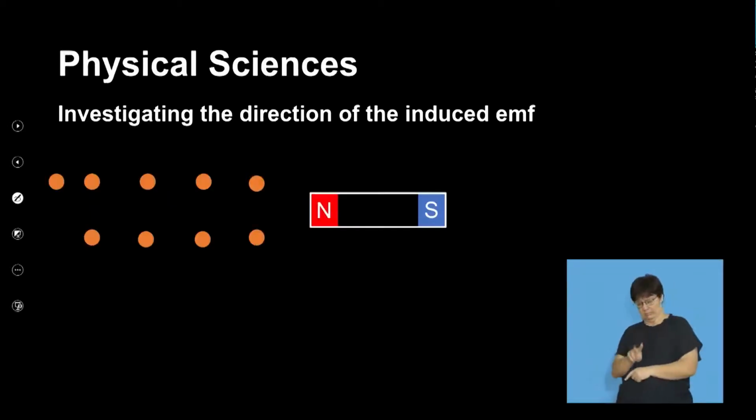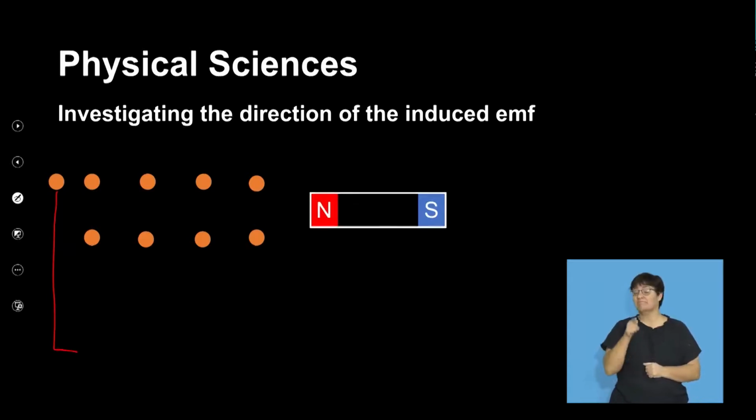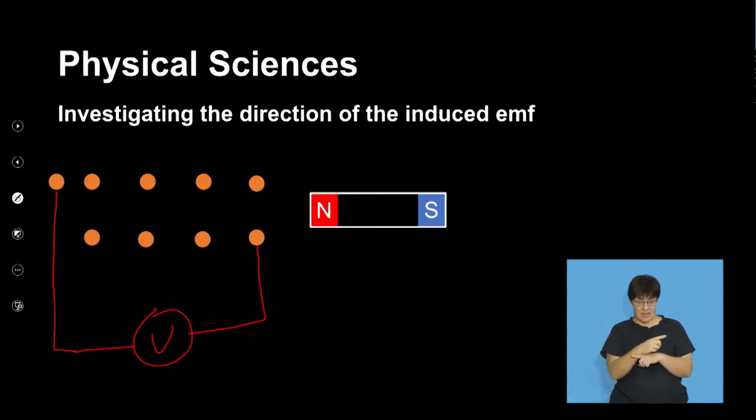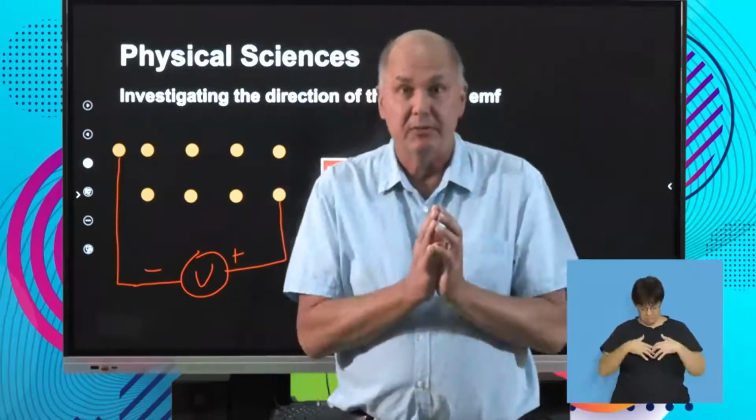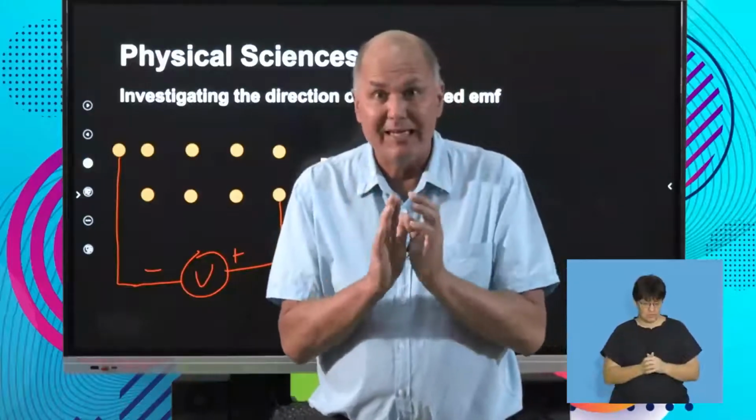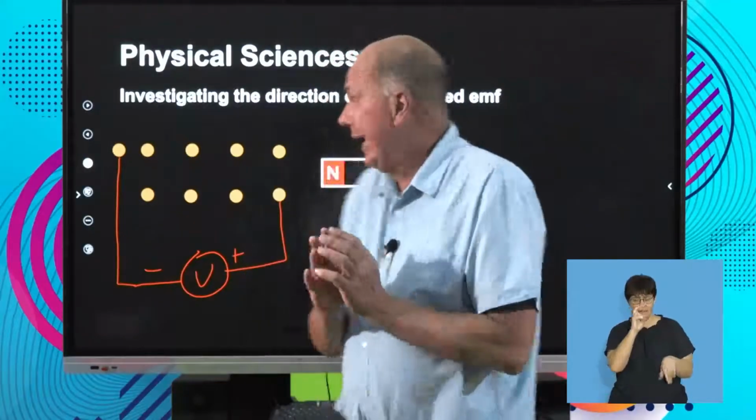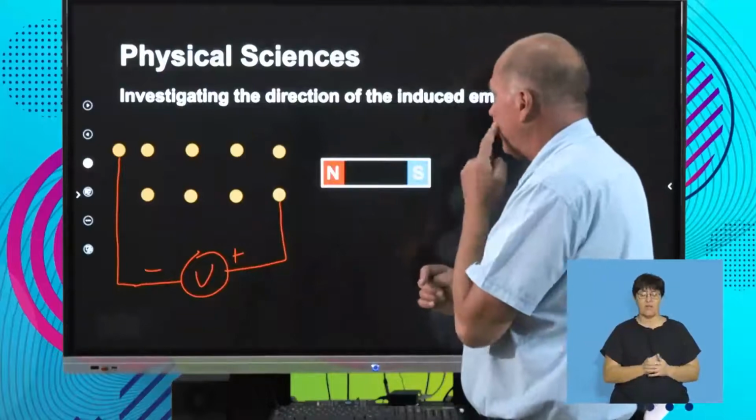So here's what I'm going to do: I'm going to say this piece of wire and this piece of wire are connected to the voltmeter over here, where this side is the positive end and this side is the negative end. Now, that's how we've set up the circuit. I want us to be very clear about what we're going to do, and let's make sure that we've got this right.